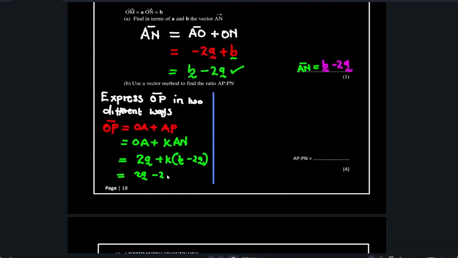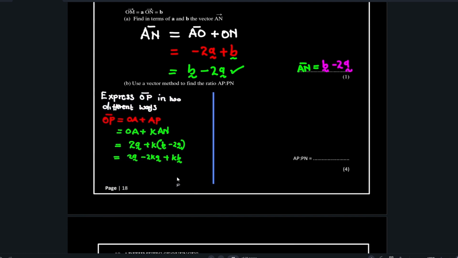We can put the like terms together here. Let me just get some space here. So if I factor out A in the first two terms, we're going to remain with 2 minus 2K vector A plus K vector B. So this is one equation, one way to express OP. We are going to find also the second way. This is going to be our equation.